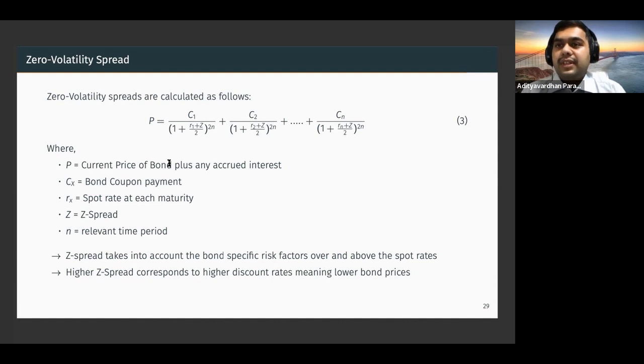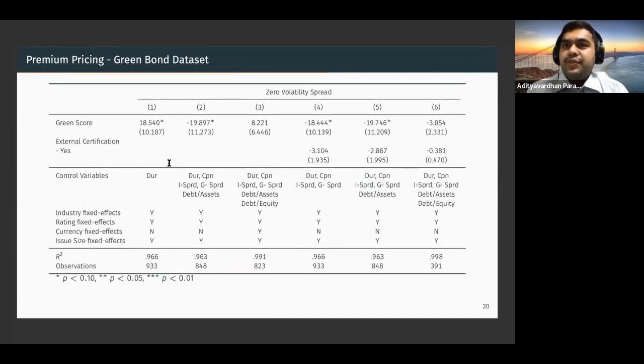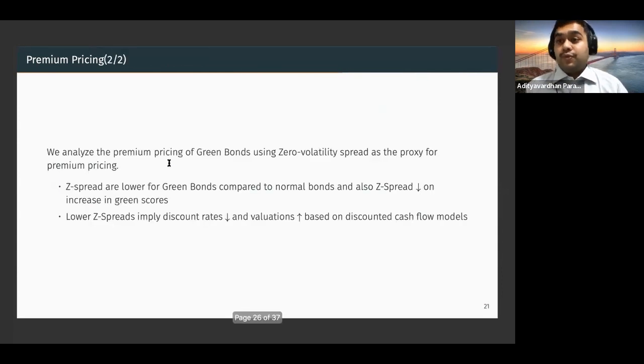Can you go back to the specification? Here we see that there is no significant impact of green score on z-spreads. However, we do find that z-spreads are negatively related to green bonds. Again, we have also included coupon rates as a control variable to try to isolate the impact of z-spreads on the prices of bonds. So, next slide.